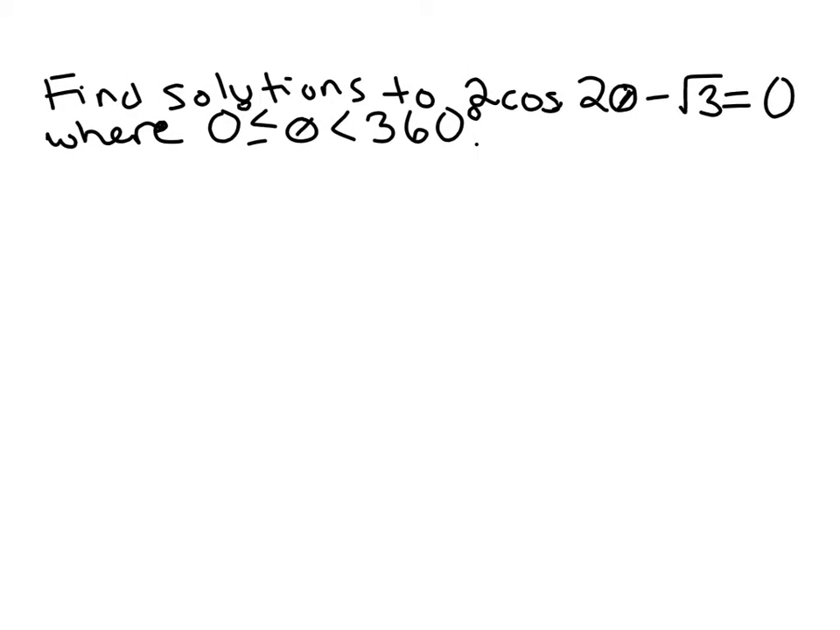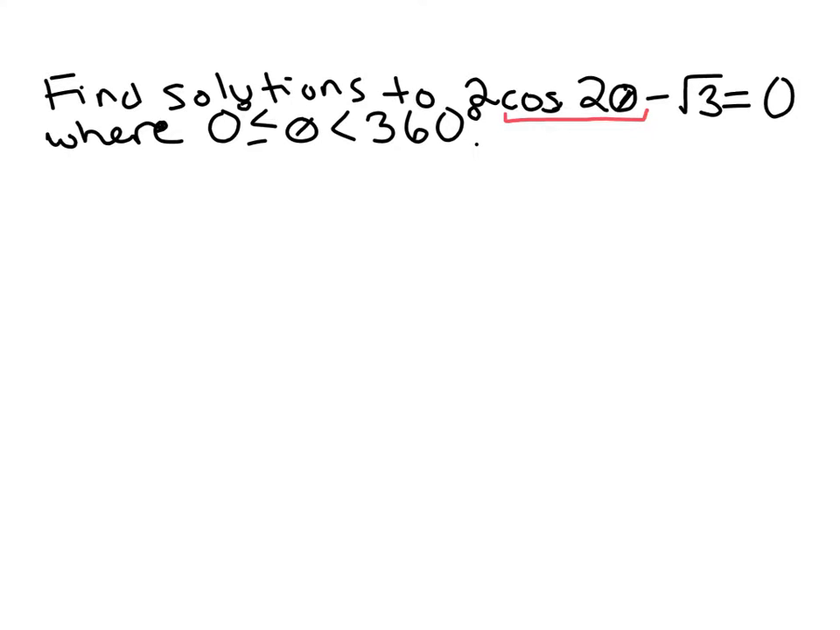In this example, you're asked to solve the equation 2 cosine of 2 theta minus the square root of 3 equals 0, where theta is between 0 and 360 degrees. All right, so the first thing that you should do is get the trig function by itself. So the first thing I would do is try to isolate the cosine of 2 theta.